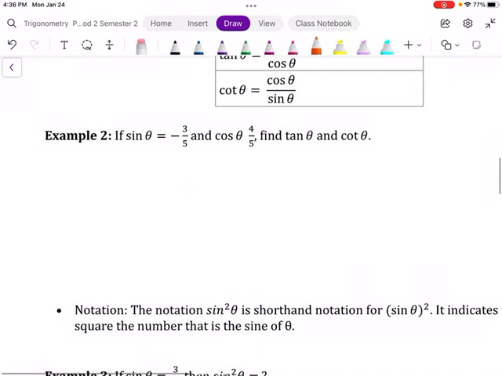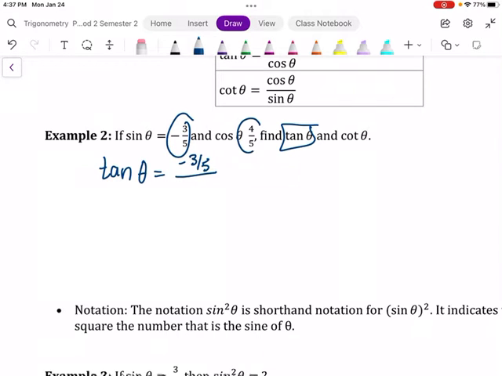So for example 2, they give us if sine theta equals negative 3 over 5 and cosine equals 4 over 5, they want us to find tangent and cotangent. So I'm going to start with tangent. I know tangent is equal to sine, which is negative 3 over 5, over cosine, 4 over 5. And the fraction bar is the same thing as division. So if we write this out, this is the same as saying negative 3/5 divided by 4/5.